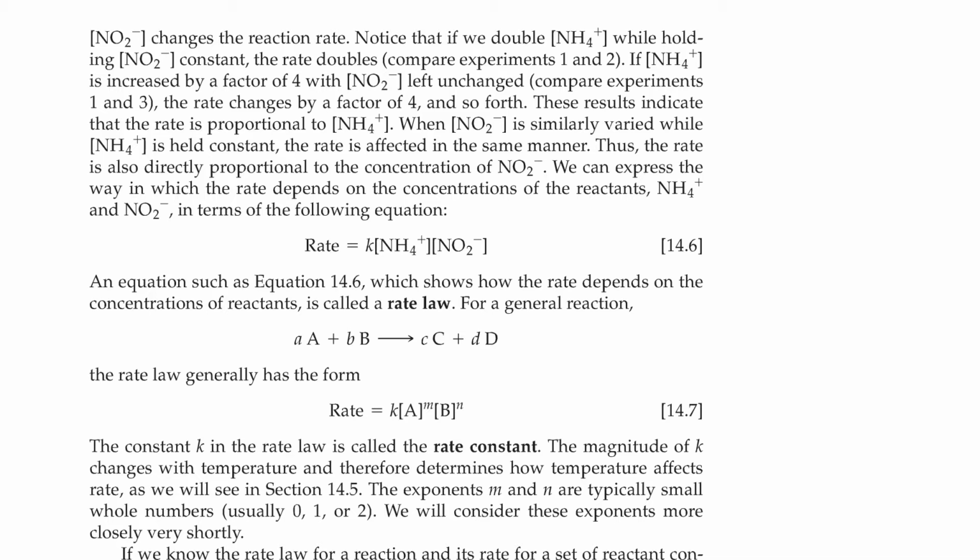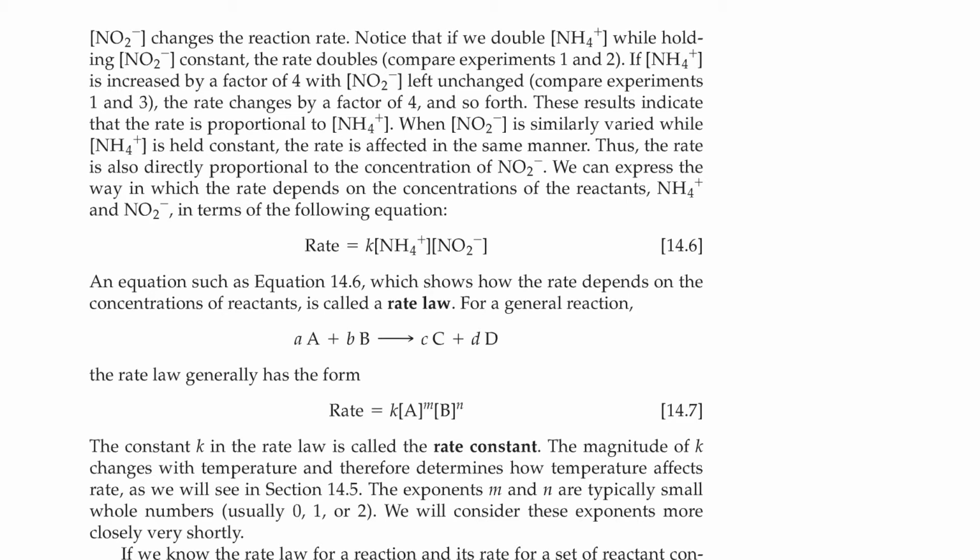We can express the way in which the rate depends upon the concentrations of the reactants, ammonium and nitrite, in terms of the following equation. The rate is equal to some constant k times the concentration of ammonium times the concentration of nitrite. An equation such as equation 14.6, which shows how the rate depends upon the concentrations of the reactants, is called the rate law. For a general reaction, a moles of A plus b moles of B yields c moles of C and d moles of D.